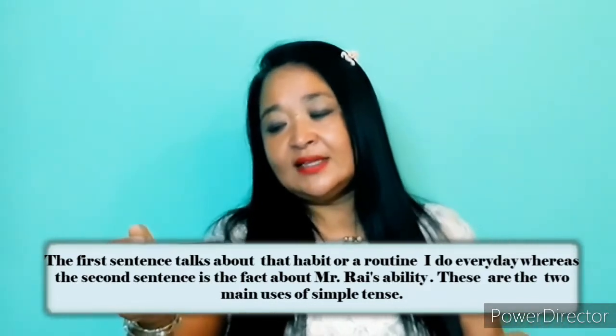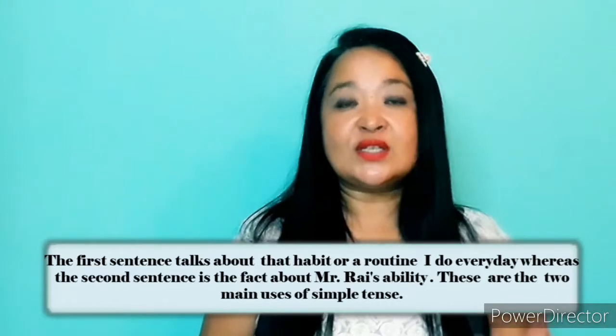So see, these are the two main uses of simple tense, and the examples that we saw. So the main point that you have to remember here is that in present tense, if the subject is I, you, we or they, we have to use the verb without S. And in case the subject that you're using is he, she or it, then you have to use what? A verb with S. Okay, so that is simple present tense.